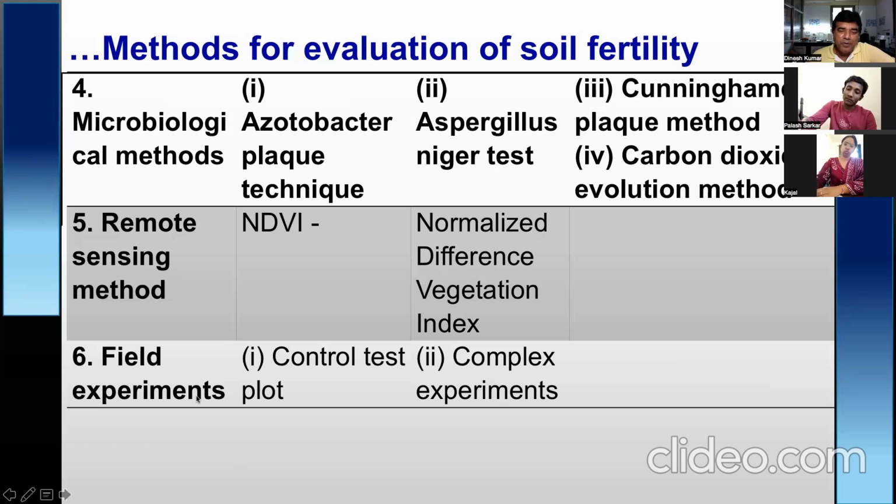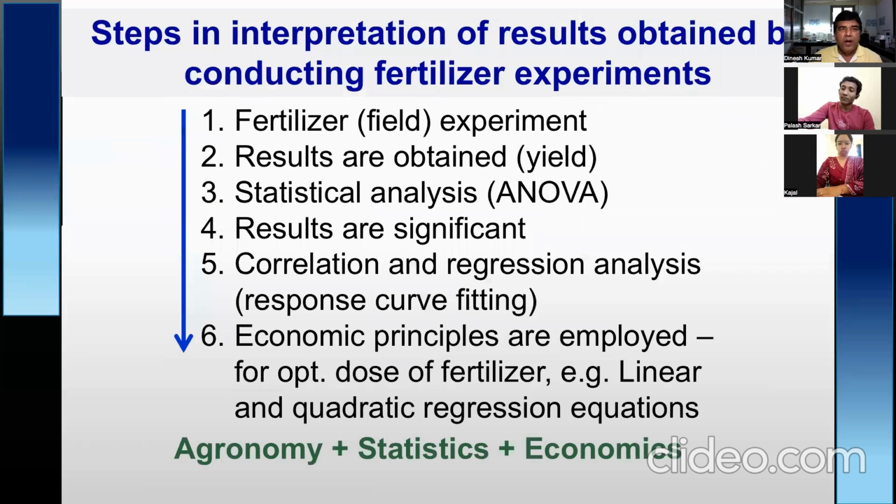And then the best approach is to go for field experiment. This is the best way to conduct the field experiment under different fertility levels and find out the optimum level of fertilizer. So at the end, field experiments are the best judge for evaluation of soil fertility, because in these experiments, you will have a control treatment that can tell us how much nutrients can be supplied from the soil.